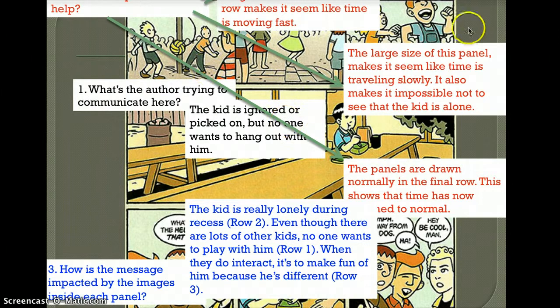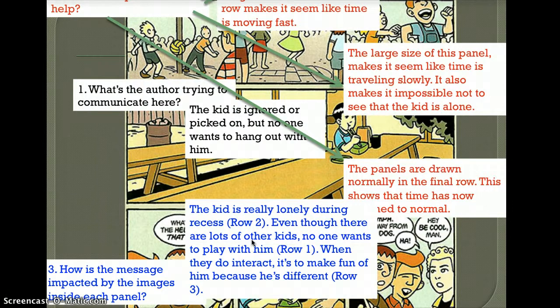I know that from row 1. Look at how many kids there are. You can even see the outline of the kids in the background, a whole mess of kids. Nobody with him. And when they do interact, it's to make fun of him because he's different. And so I know that because they were asking about his food, he had to explain that it was dumplings, and then they made fun of him for eating the dog. Now I'm ready to put my answer together.